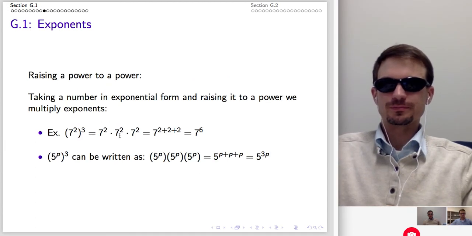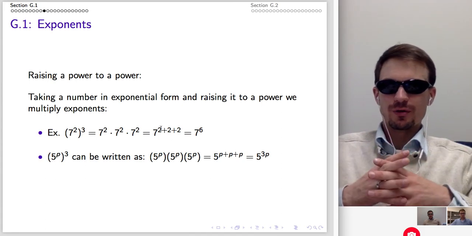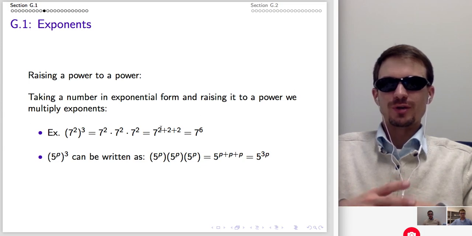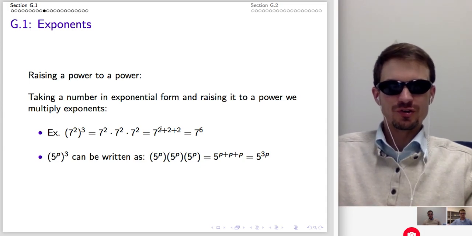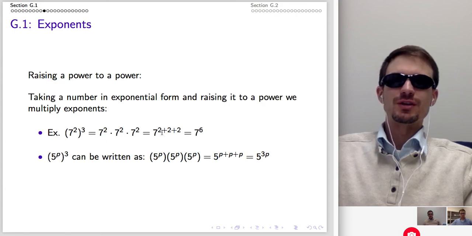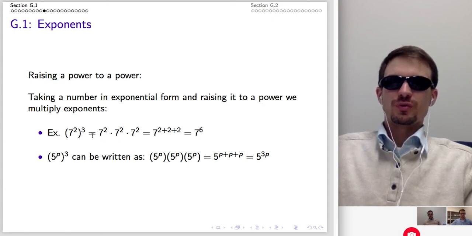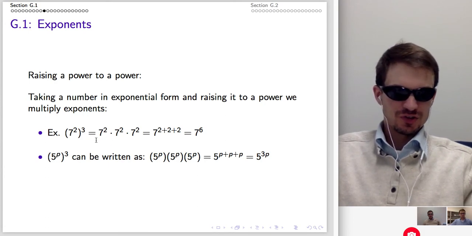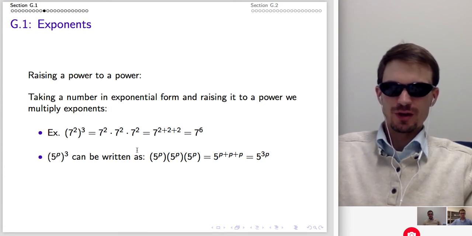All right. Raising a power to a power: if we have a number in exponential form, raised to a power, we can multiply exponents. So we saw this as just an example of the rule we saw previously. So 7 squared to the 3rd, that's just going to be 7 to the 6th. Right. Okay. And you see here I'm making use of the intermediate rule, the first one we introduced, which is just that a to the m times a to the n is just a to the m plus n. That's what we did right here.